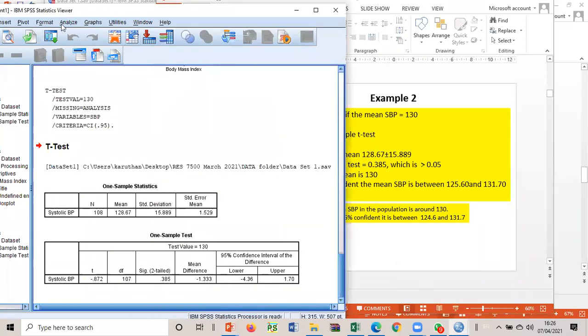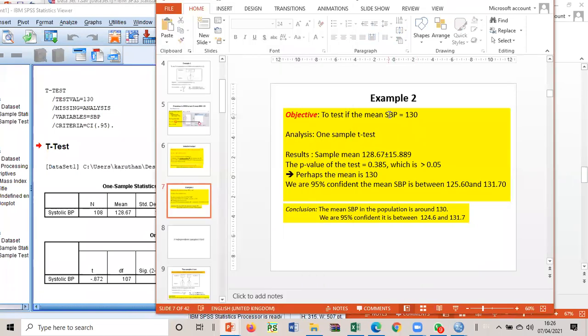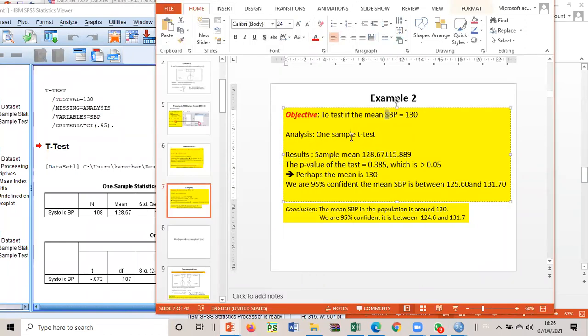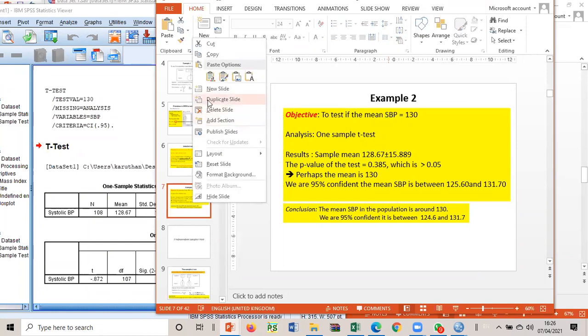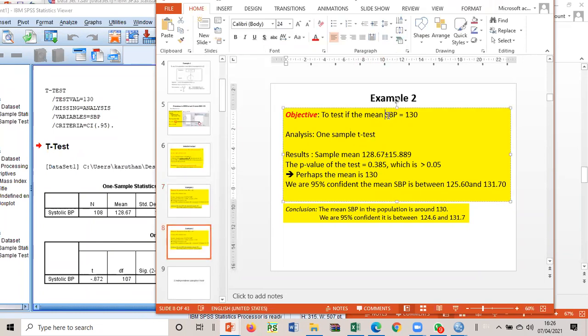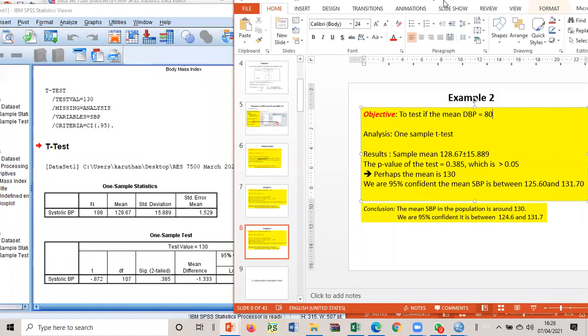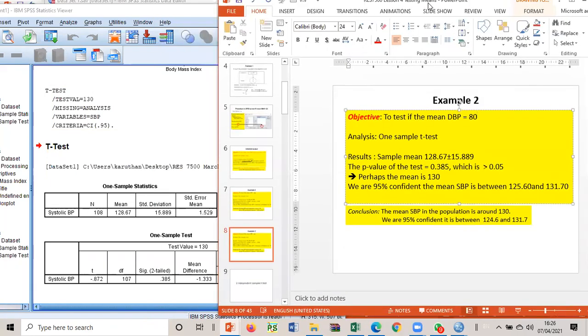Okay, one more. I want to know whether mean DBP, diastolic, is 80. Quickly do the test. 80. Instead of this, I'm going to change this.